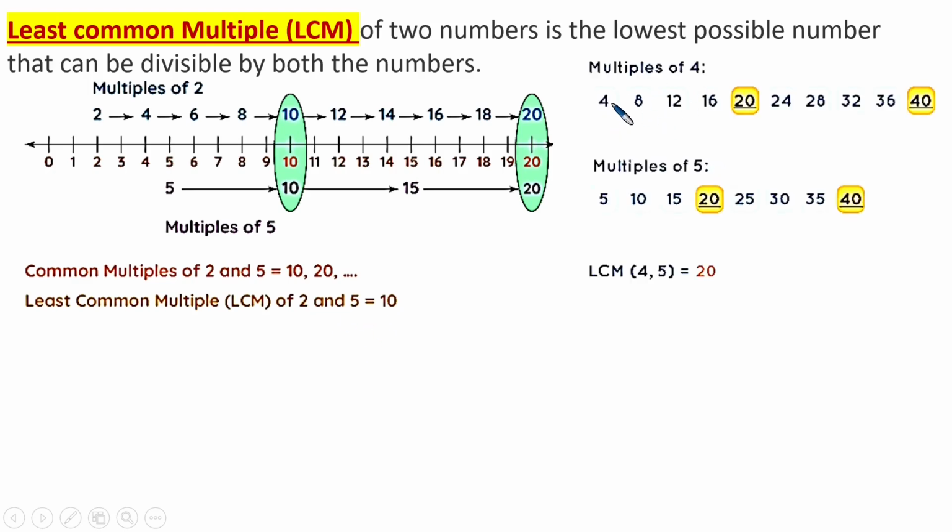And here the multiples of 4, if you do it, and multiples of 5. This is common here. You see 5, 10, 15, 20. Here 4 fives are 20. Then this is the second. So the least common multiple of 4 and 5 is 20.